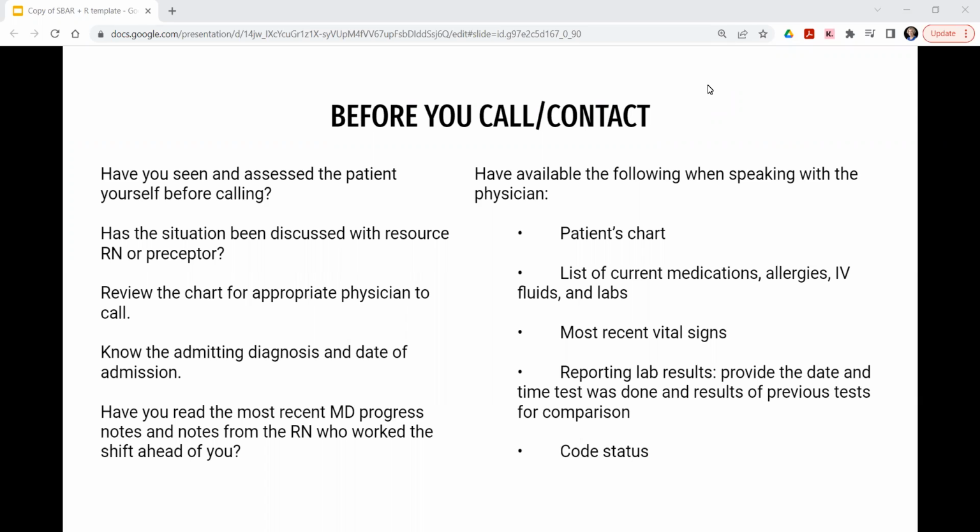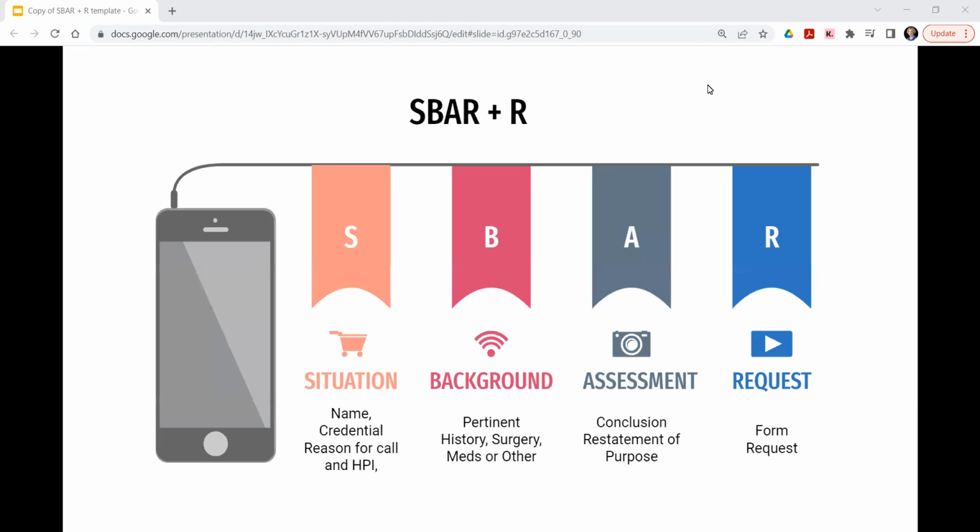In addition, you should have available the following when speaking or texting with the physician. Notice that this information is things that you should have available, but are not necessarily shared in the course of an SBAR communication. You should have the patient's chart, current medicines, allergies, IV fluids, labs, the most recent vital signs, and when reporting lab results, be sure to report the date and time these were done, as that is critical to the interpretation of the lab work, as well as being aware of the person's code status.